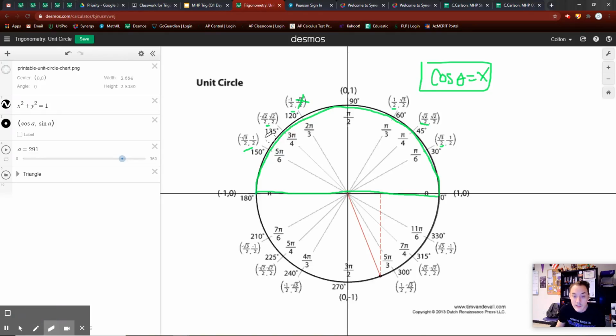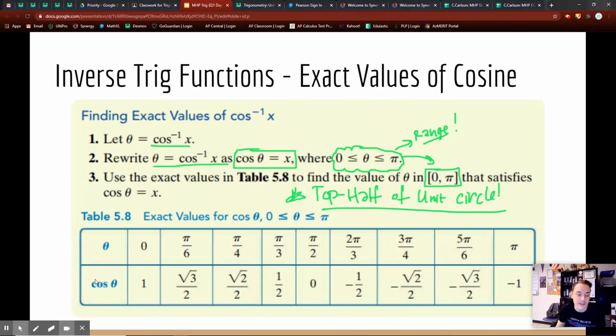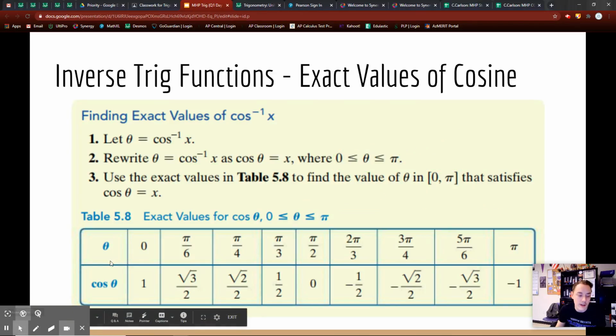Okay, now, are we ready to go through a couple of examples? Yes, Mr. Carlson, we are ready. You kids, always wanting to learn. Breaks my heart, in a good way.